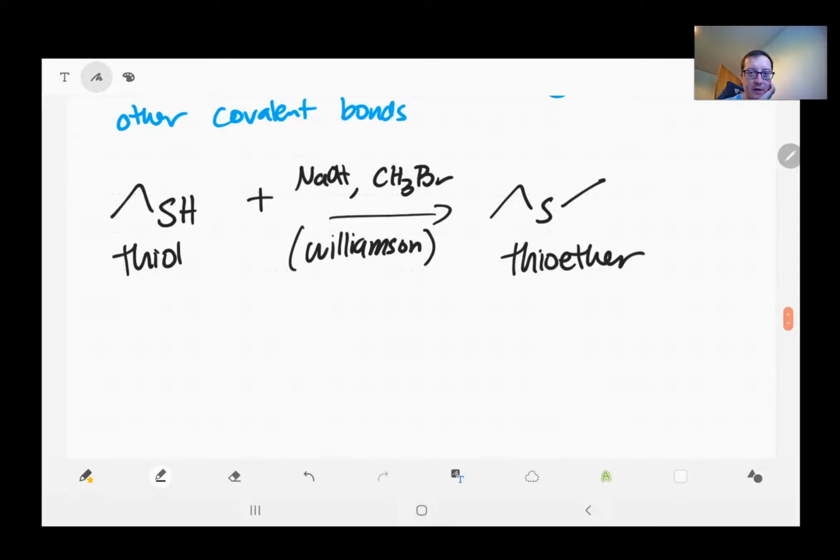And you can end up with your thioether this way. So really the same process. You deprotonate, attack your alkyl halide, and there you have it. Very exciting. So same mechanism as Williamson. We just use a sulfur instead of an oxygen here.